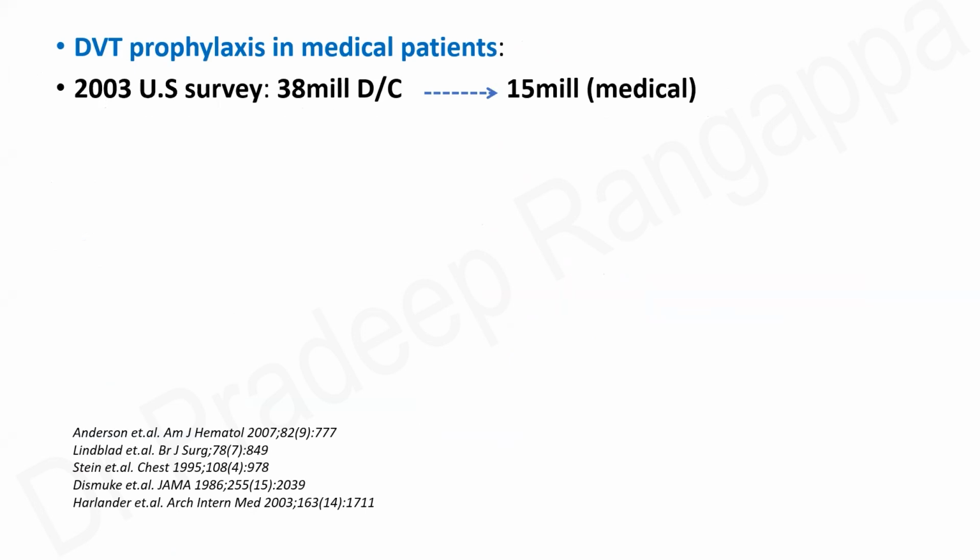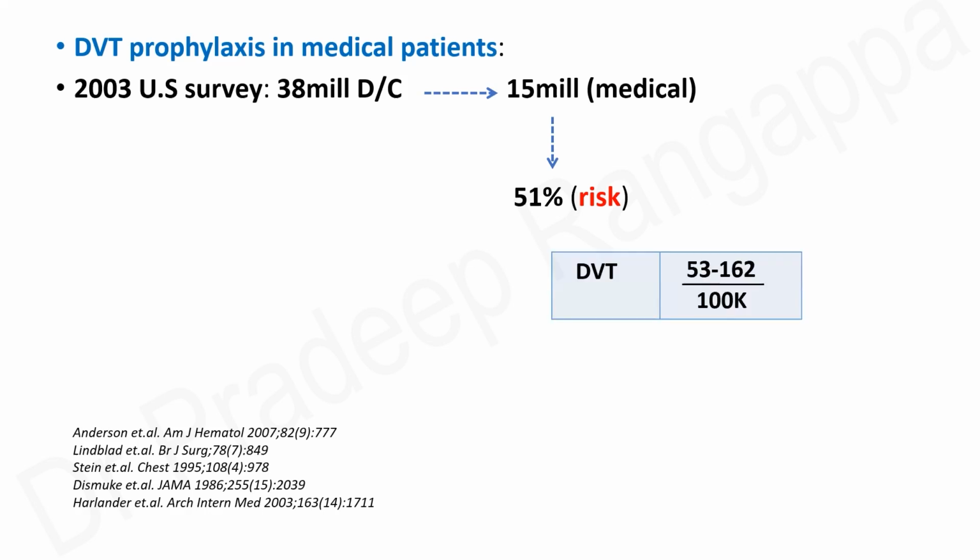When you look at the epidemiology of venous thromboembolism, the 2003 US survey showed that 15 million medical patients who get discharged from the hospital would be at a risk of developing venous thromboembolism, and 51% would qualify as someone who falls in the risk category. The occurrence of DVT, or deep vein thrombosis, is about 53 to 162 per 100,000 patients, and pulmonary thromboembolism is around 39 to 115 per 100,000. This is predominantly from the US data, and this is the prevalence rate of DVT and PE.